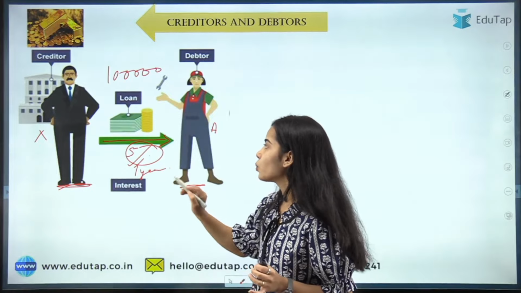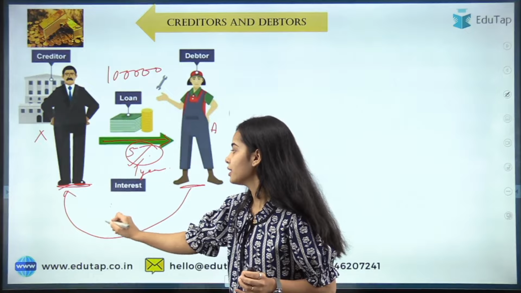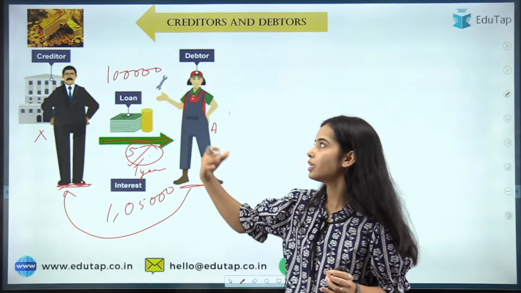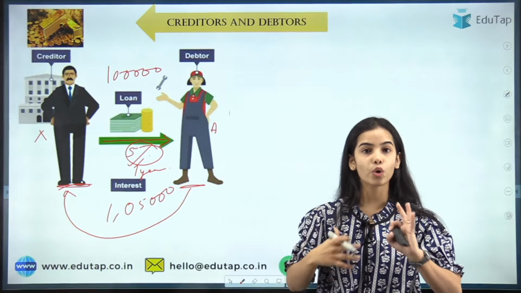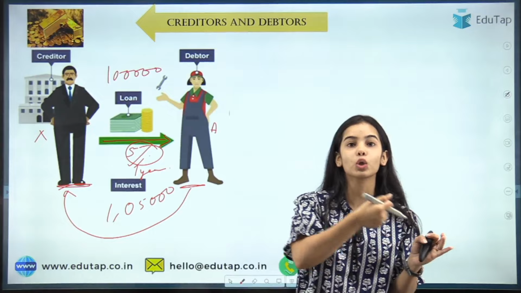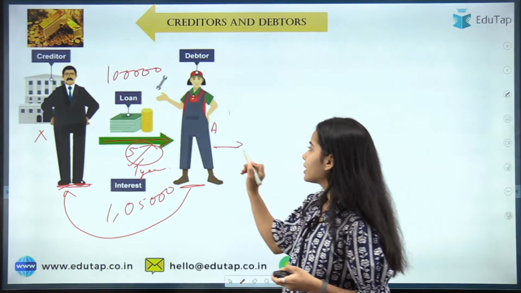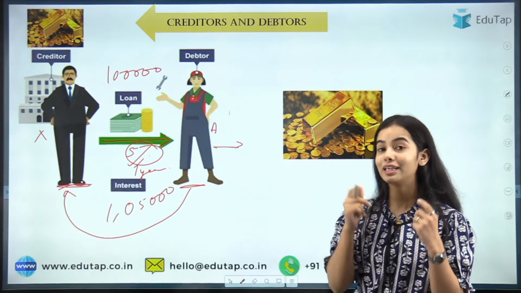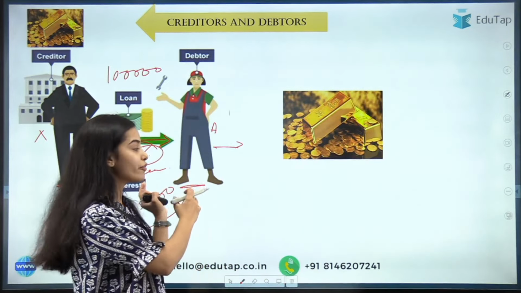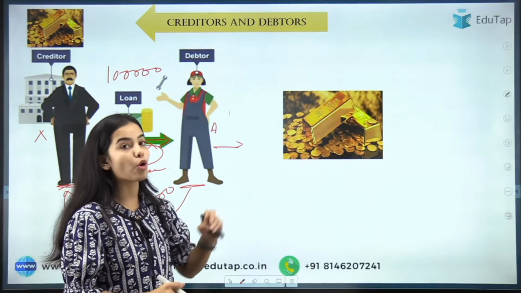After 1 year, what does the debtor have to do? The debtor has to return this money. That is, the debtor has to return 1,05,000 to the creditor. This is the whole system, okay, of how the banks or the institutions are giving the loan to the debtors. Now let's say the debtor has bought the gold. The debtor was intelligent and he has taken the loan at a low or at a good interest rate, and the debtor has bought the gold.